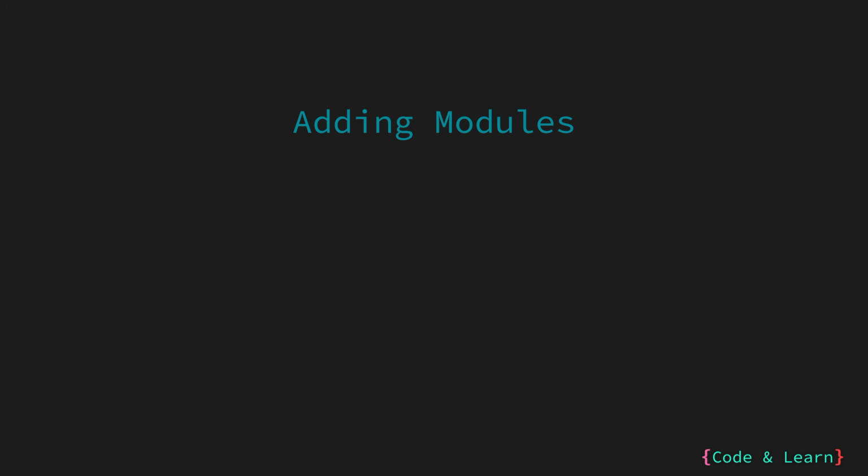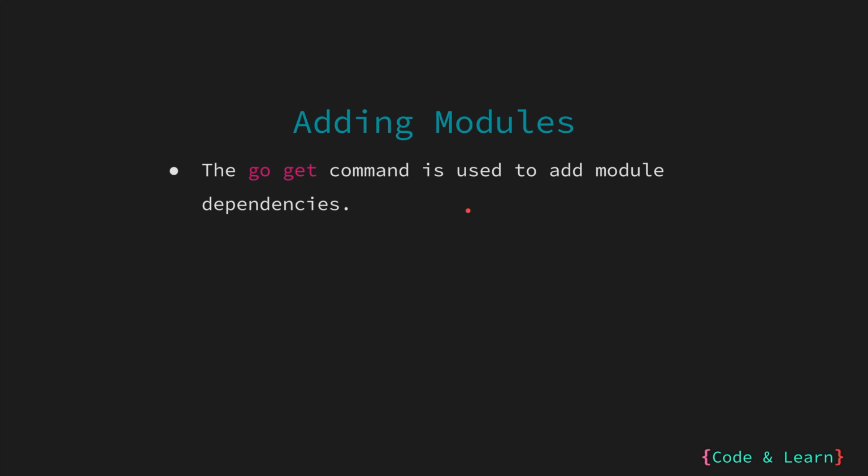Now that the module has been initialized, you are ready to add some dependencies to your project. To add dependencies to your project, you need to use the go get command. This command only works if you have a go.mod file or have initialized your Go module. By default, Go will pull the latest version of your module. If you want to use a specific version, you need to specify it explicitly.